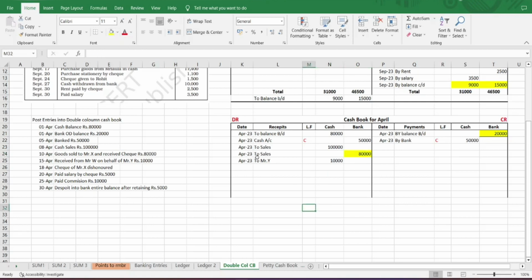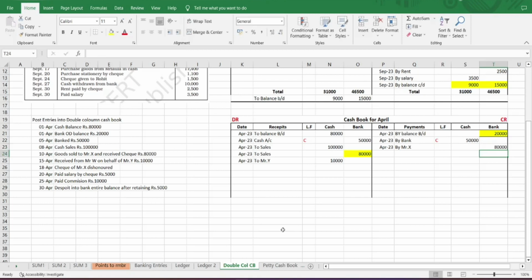But now we have made the entry on our receipt side that we have received the amount. On the same day when we deposited the check, we made the entry that it's deposited and we are going to receive it. But now it's dishonored. We haven't received the amount. So on the payment side, we will balance it and remove the amount from our double column cash book, by Mr. X, that is dishonored. How much? 80,000.